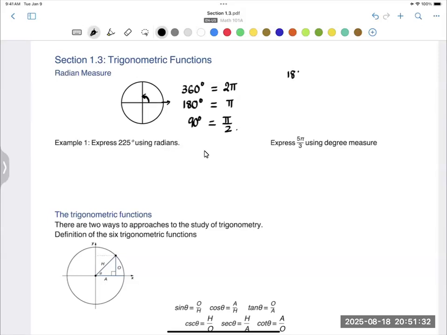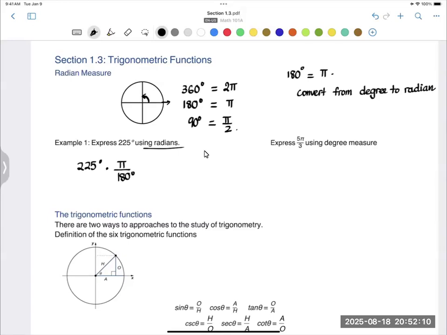We're going to use this: we know 180 degrees is equal to pi. If we have 225 degrees, how do I convert to radian? We're going to use unit conversion. If you want to convert from degree to radian, we will simply multiply by pi over 180, because 180 is equal to pi.